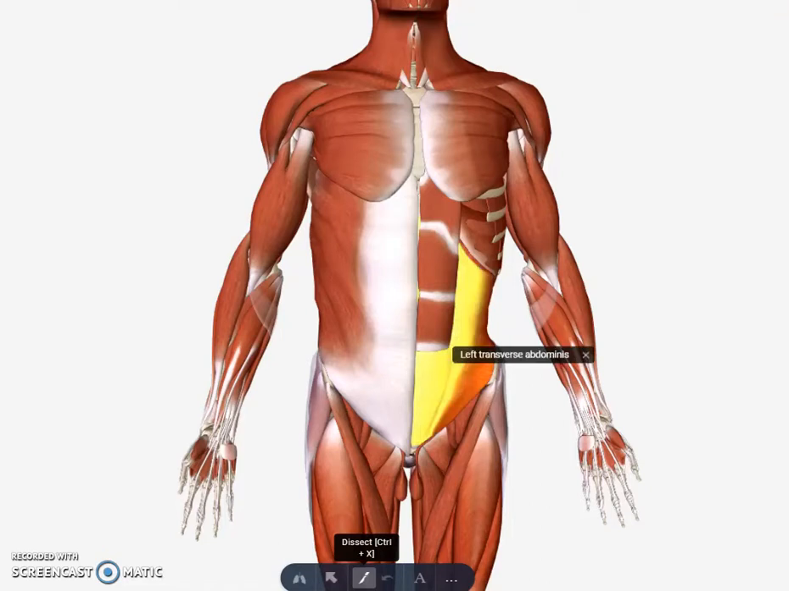This is the transverse abdominis. It pulls the abdomen in. The origin is the iliac crest and intercostal cartilage of 7th to 12th ribs, and the insertion is the xiphoid process and pubis.